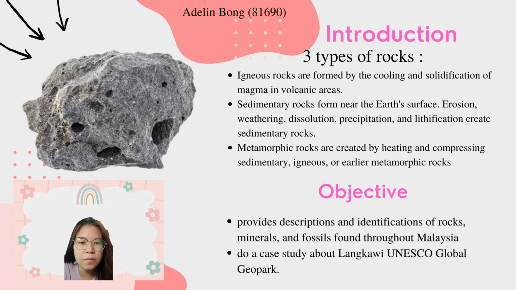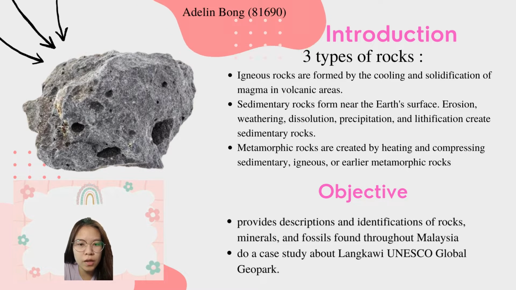The third type of rock is metamorphic rock. Metamorphic rocks are created by heating and compressing sedimentary rocks, igneous rocks, or earlier metamorphic rocks. The objective of this report is to provide descriptions and identifications of rock, mineral, and fossil found throughout Malaysia. That is for part A. And for part B, we do a case study about Langkawi UNESCO Global Geopark.